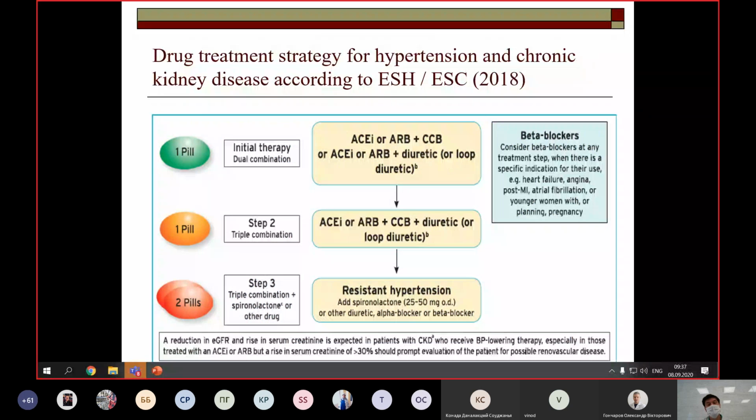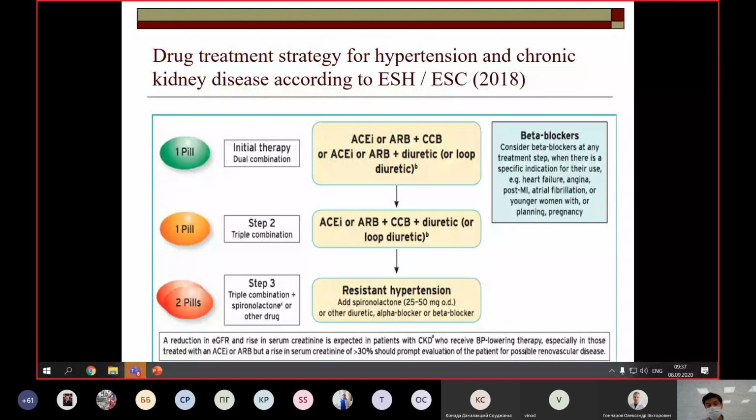The next situation is reported as hypertension combined with chronic kidney disease. What's the difference from the previous treatment schema? The initial therapy is based on a dual combination of ACE inhibitors or ARBs plus calcium channel blockers. We can discuss beta blockers in this patient when we have some contraindication to RAS blockers, ACE inhibitors or ARBs. In this case, the beta blockers can be used as initial therapy, the first line, for instance.